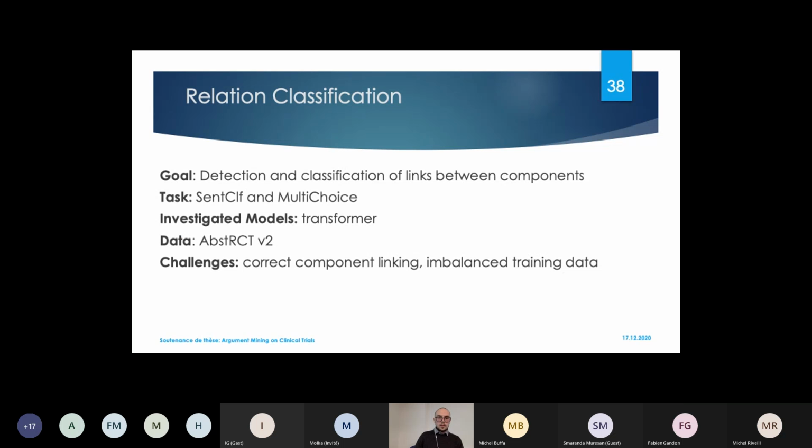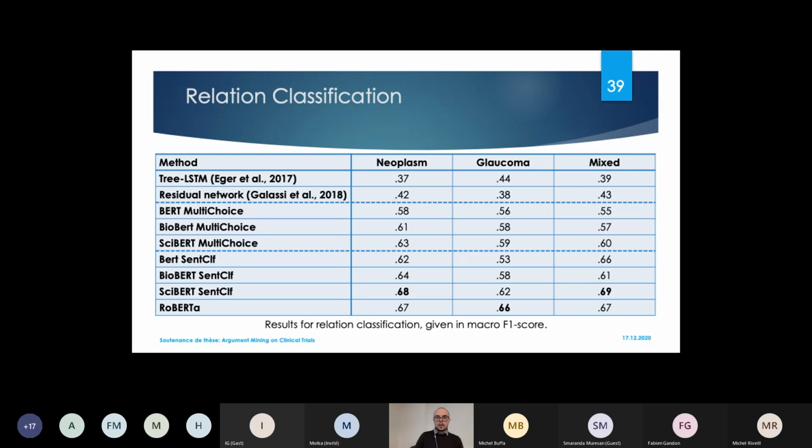And yes, so I said the goal here is to build the argument structure with the previous two methods I just explained. So transformer models were investigated, and the experiments were conducted on the second version of the dataset. And the models were compared against baselines from the literature for relation classification. So first we have a tree-LSTM and then a residual network. And the tree-LSTM did not perform so well on the abstract data, which is mostly because, as the authors state, it does not scale well with increasing text length, and randomized controlled trials can actually be quite lengthy if there are quite long descriptions of experiments.